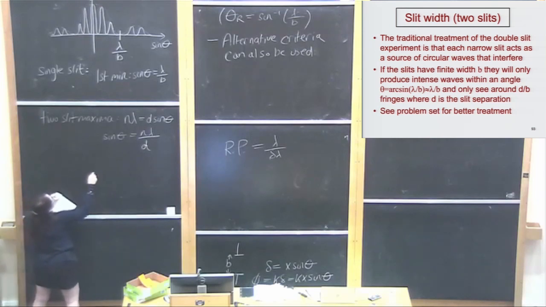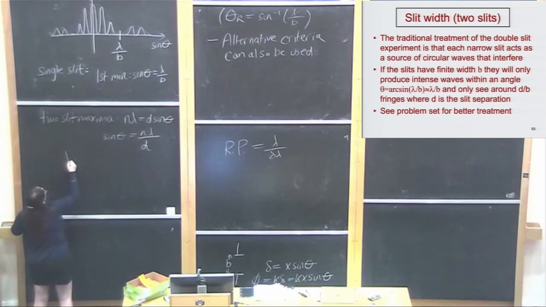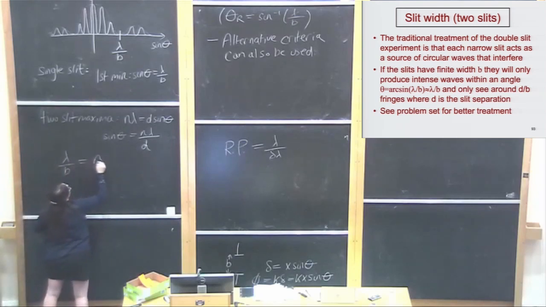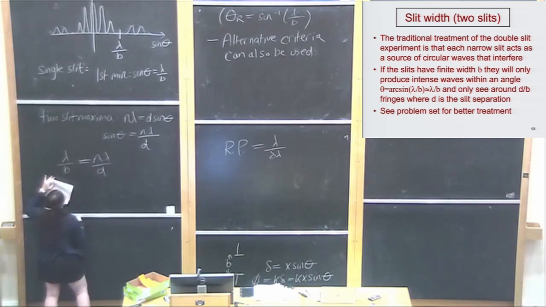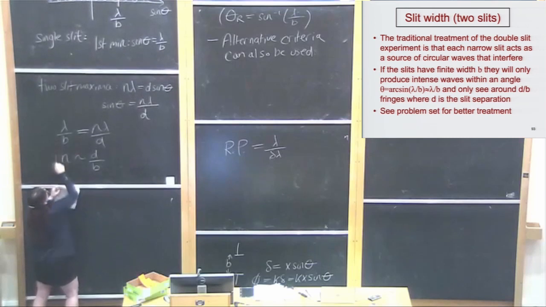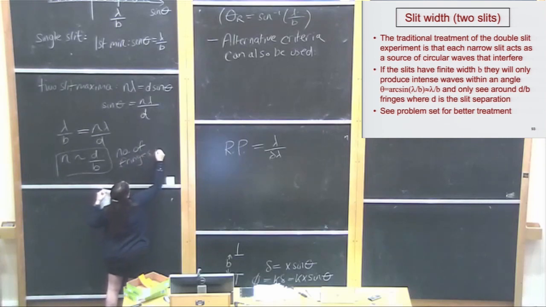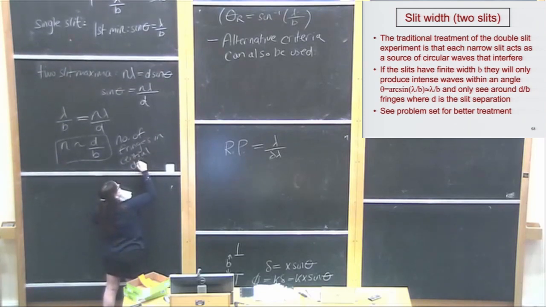So roughly when these two things are equal, when the sine thetas here and here are equal, we get that equation. So the number of fringes that we're going to see is roughly given by d over b. Number of fringes in the central diffraction peak.